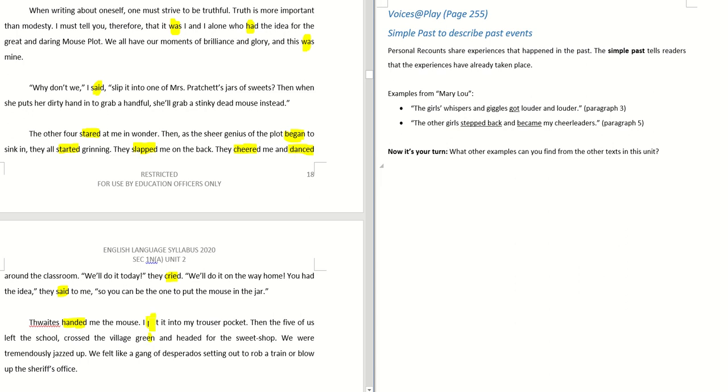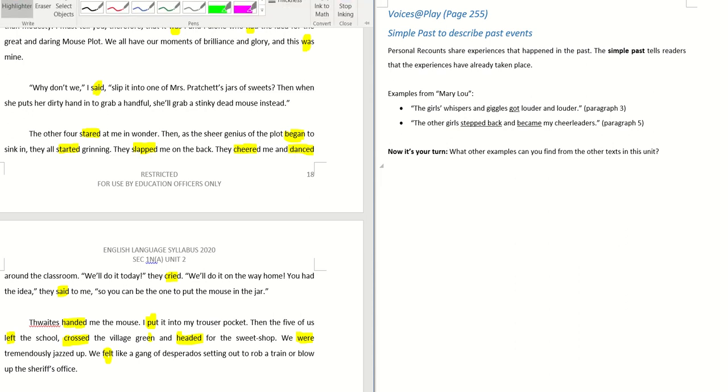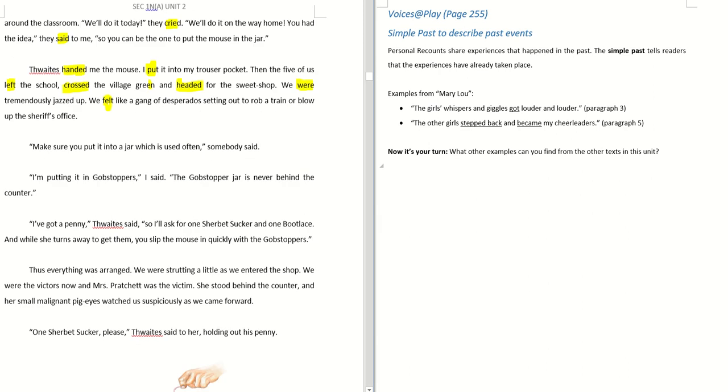I put, okay, so this is a rather unique, irregular simple past. So put in simple present, put in simple past, put in participle. So there's no such word as "putted" for simple past. Then the five of us left school, crossed the village green, and headed for the sweet shop. We were tremendously dressed up. We felt like a gang of desperados setting out to rob a bank or blow up the sheriff's office. Okay, moving on.